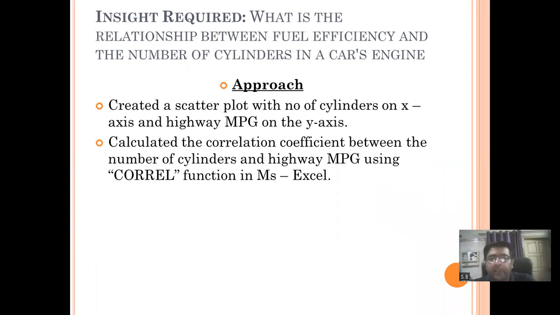Our next task: what is the relationship between fuel efficiency and number of cylinders in a car's engine? I created a scatter plot with number of cylinders on the x-axis and highway MPG on the y-axis. Then I calculated the correlation coefficient between these two columns with the help of the CORREL function in MS Excel.